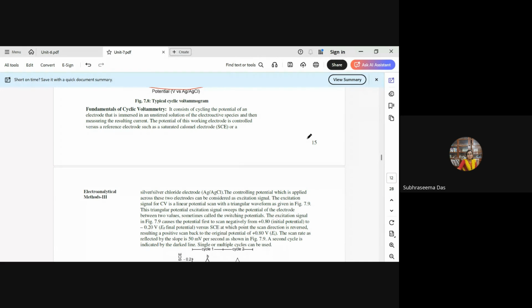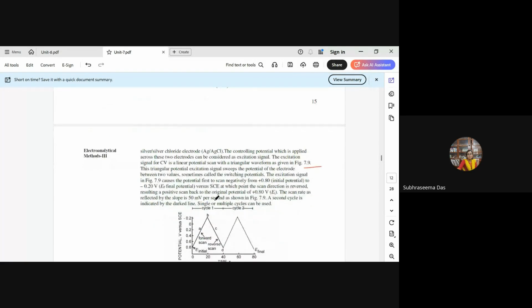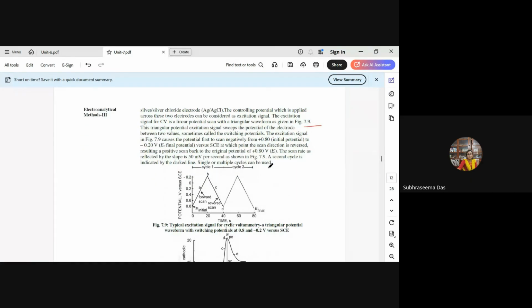The excitation signal for CV is a linear potential scan with a triangular waveform, as shown in figure 7.9. The triangular potential excitation signal sweeps the potential of the electrode between two values, which we call the switching potentials. The excitation signal in figure 7.9 causes the potential to scan negatively from 0.8 to minus 0.2. The scan rate reflected by this is 50 mV per second. A second cycle is indicated here by the dark line.